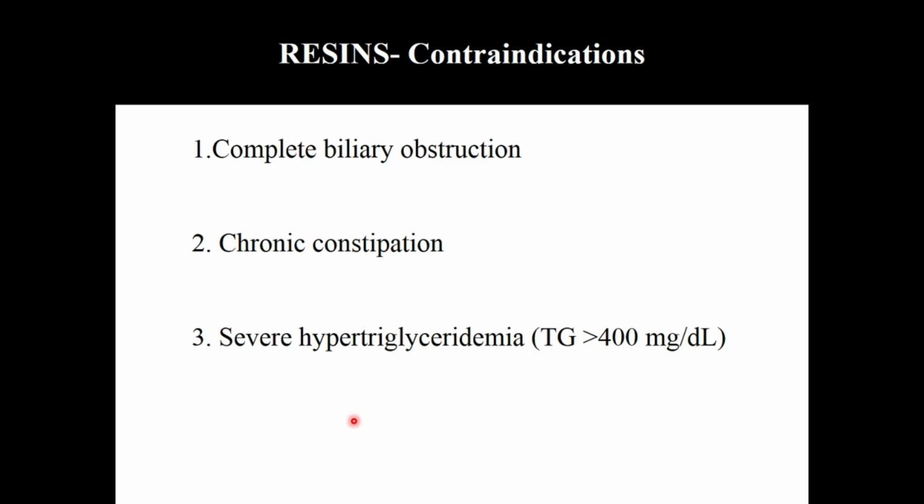Then if there is chronic constipation, because the drugs which are given bind bile and cholesterol, which ultimately get excreted through feces. If there is constipation, the excretory procedure will be hampered, so there will be more GIT related problems. And if there is severe hypertriglyceridemia, meaning the triglyceride level is more than 400 milligram per deciliter, in this scenario also the drug is not going to work because the patient already has developed some other metabolic problem.